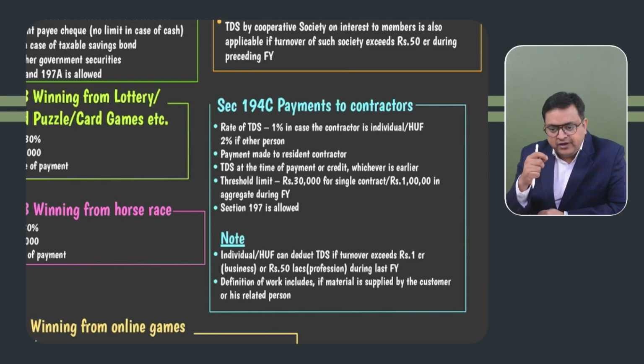See, whosoever has given a contract, that person, a company can deduct TDS, firm can deduct TDS, any other person can deduct TDS, but individual or HUF can only deduct TDS if they are big individual or HUF. What does mean by big individual HUF? If their turnover of the last year is more than 1 crore of business or for profession more than 50 lakh, then they will be deducting TDS.